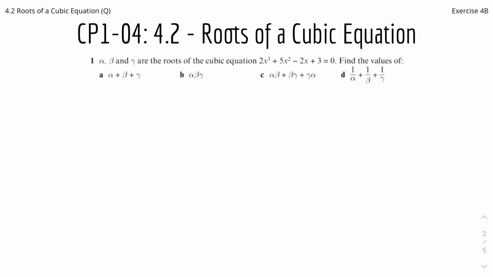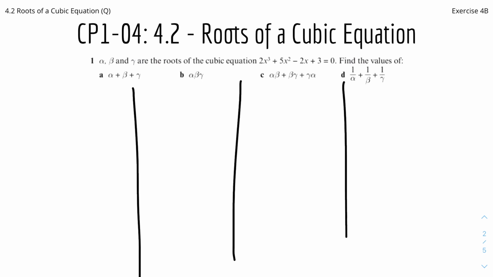And we'll move into the first question. These questions are from exercise 4B from the core Pure 1 textbook, so you can check it out. But anyways, here's the first question. They're split into 4 different columns so that it's easier to answer them. So 1, 2, 3, and 4.